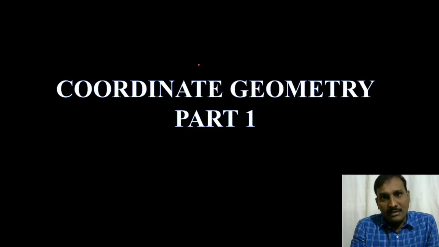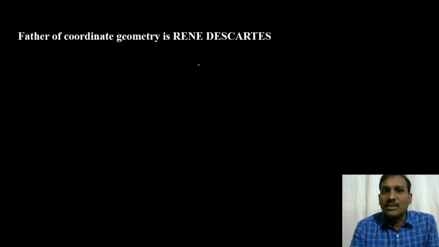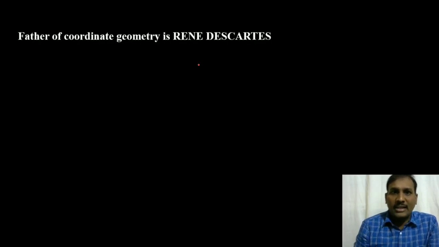Coordinate geometry part 1. Before knowing what coordinate geometry is, let us know who introduced it. The mathematician called René Descartes introduced coordinate geometry. That's why he is called the father of coordinate geometry, René Descartes.